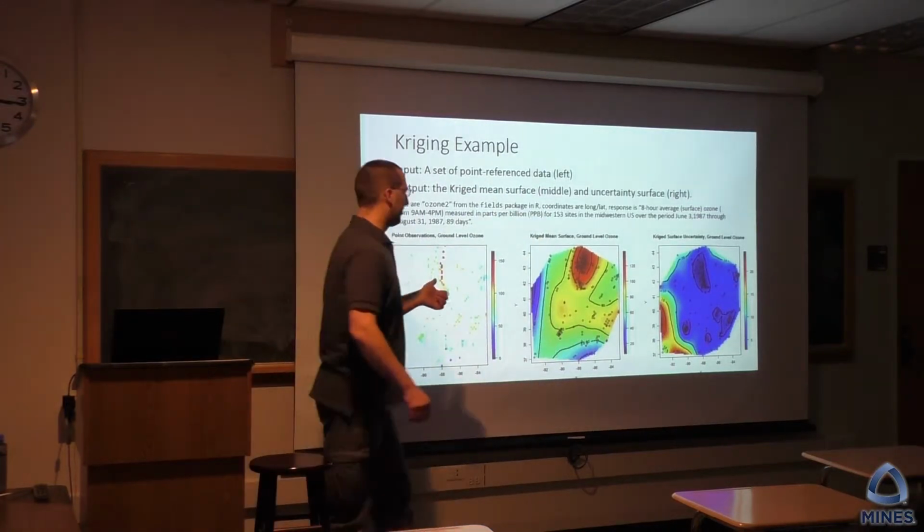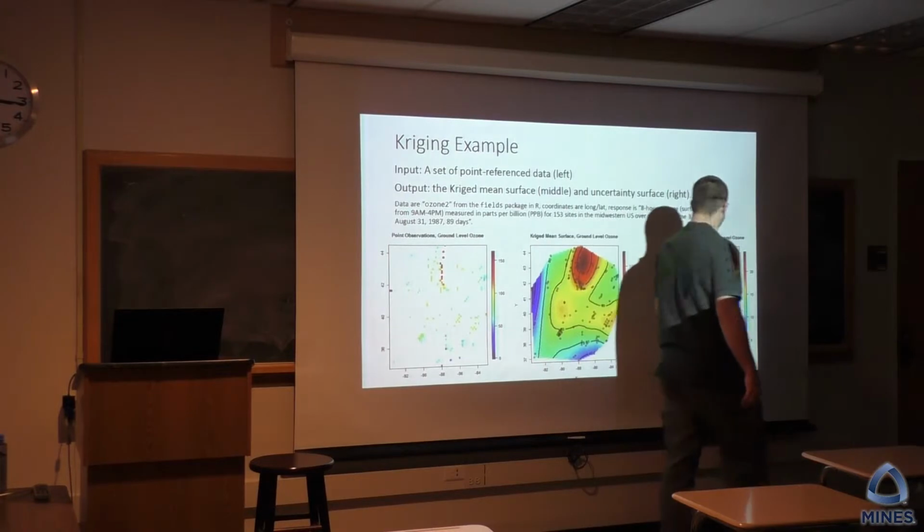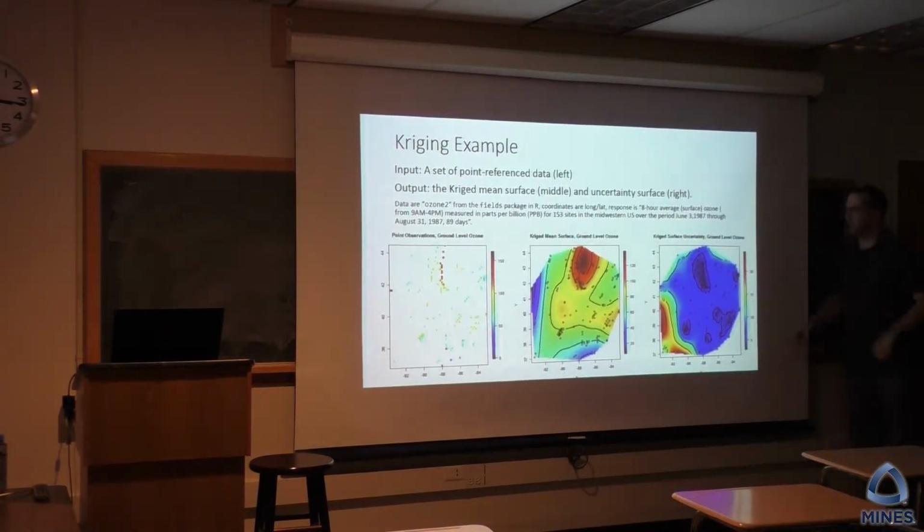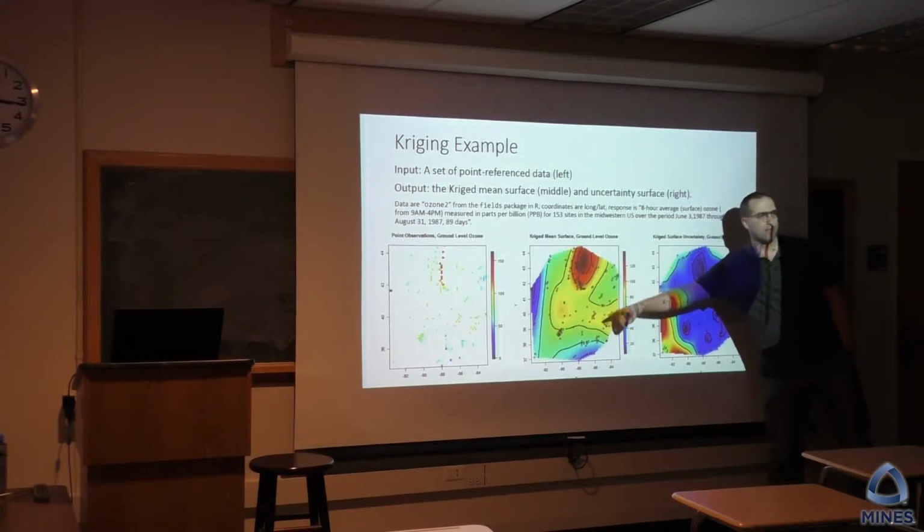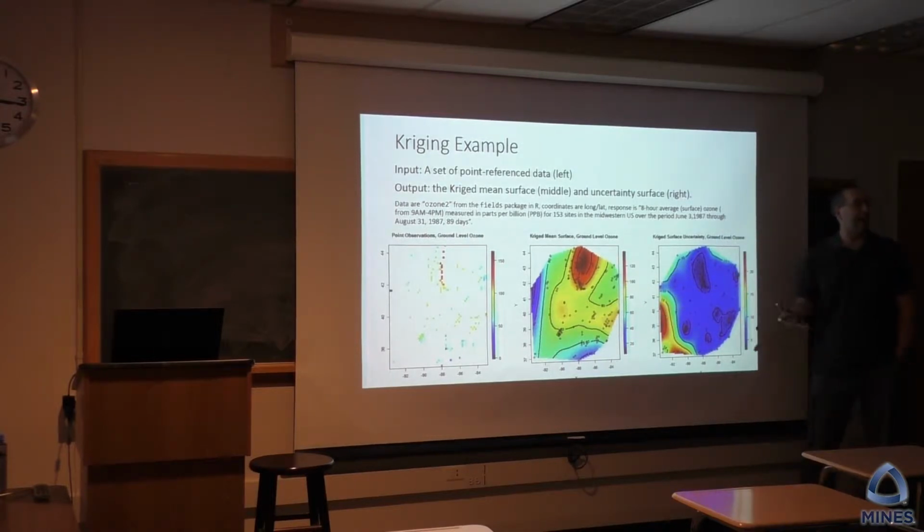But the other thing that kriging gives us, with those covariance assumptions, is this. This is an uncertainty surface. This tells you, okay, you have an estimate of the mean. How confident are you in that, right? And so this surface actually combines a couple of things. First of all, how far are you from an actual observation?